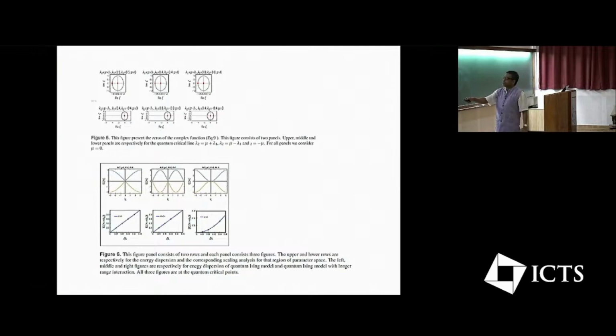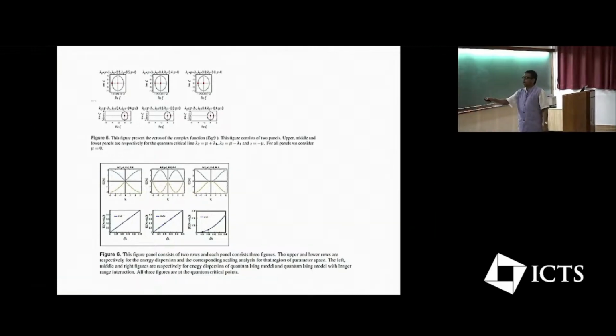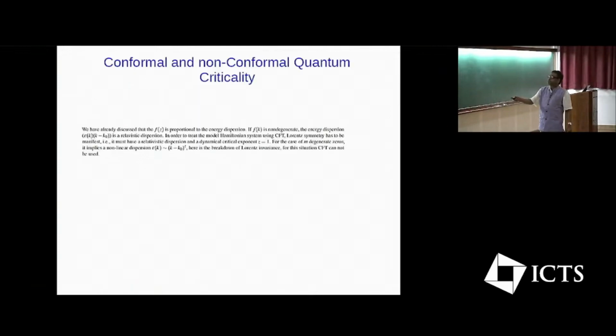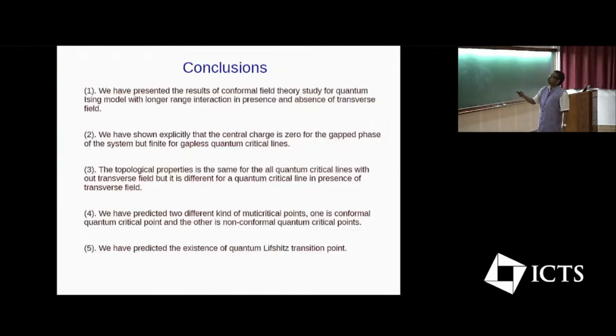Here is z equals 1, and z equals 2 is the dynamical critical exponent. This is the transition going on, and I have already explained it in detail. We have presented the results of a conformal field theory study for the quantum Ising model with longer range interaction in the presence and absence of the transverse field. We have shown explicitly that the central charge is 0 for the gapped phase of the system, but finite for the gapless quantum critical line. The topological properties are the same for the quantum critical line without the transverse field, but different from the quantum critical line in the presence of the transverse field.